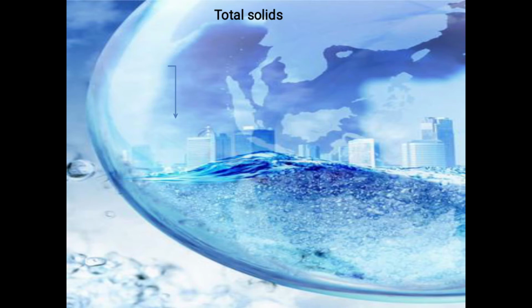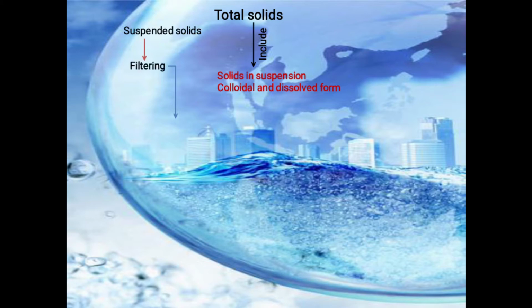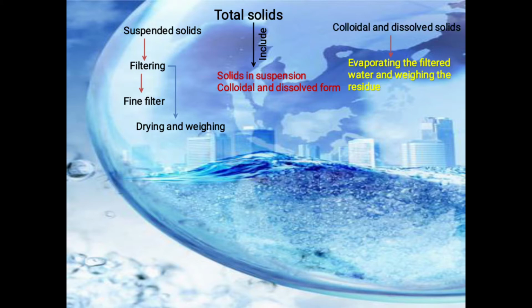These include the solids in suspension, colloidal and in dissolved form. The quantity of suspended solids is determined by filtering the sample of water through a fine filter, drying and weighing. The quantity of dissolved and colloidal solids is determined by evaporating the filtered water and weighing the residue. And the total solids in a water sample can be directly determined by evaporating the water and weighing the residue.